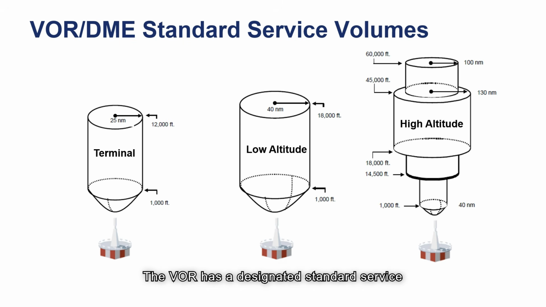The VOR has a designated standard service volume, or SSV. There are three distinct service volumes: T for terminal, L for low altitude, and H for high altitude. Coverage is not available in a cone of airspace directly above the facility up to 1,000 feet AGL, or above ground level. Take a moment to observe the illustrations shown to determine the different ranges and altitudes for each service volume.